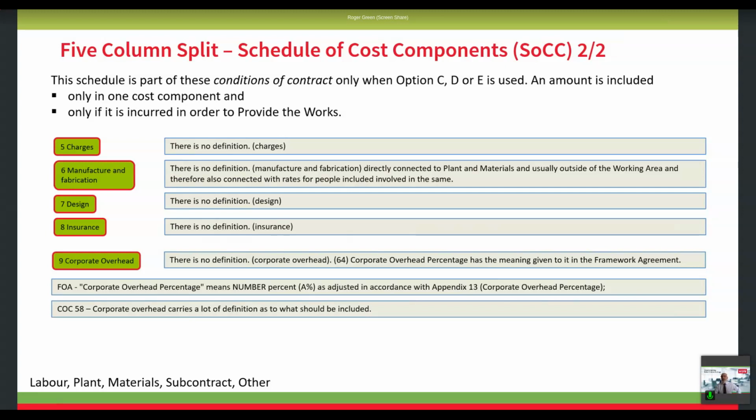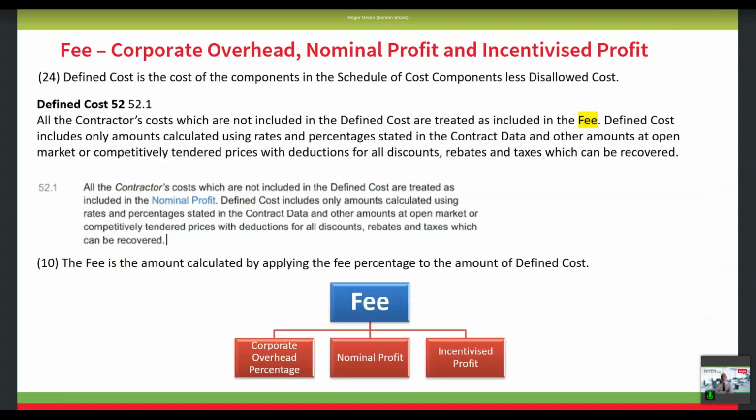Now, there is no definition for corporate overhead, but there is a requirement given under contract clause 58, which identifies all the items that have to appear within the corporate overhead. So corporate overhead, nominal profit, incentivized profit, defined cost is what we talked about earlier.